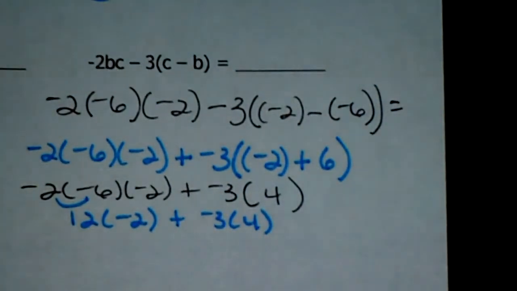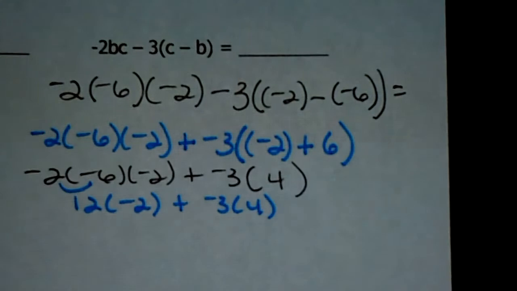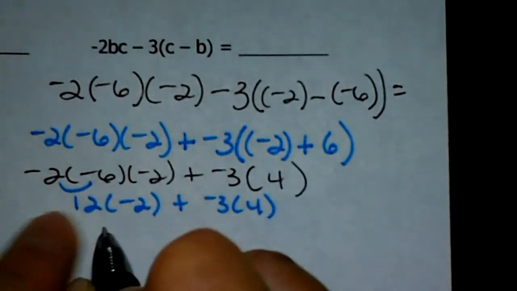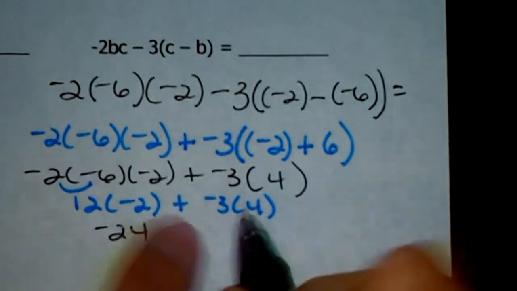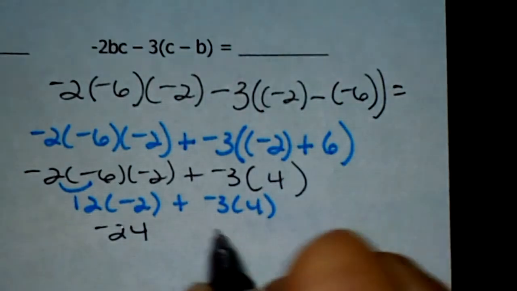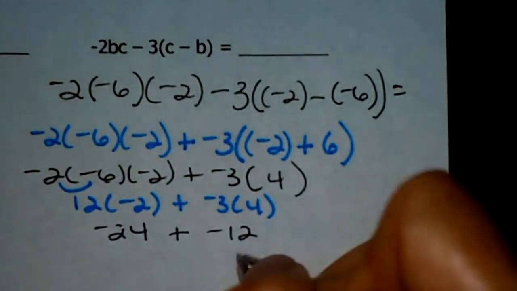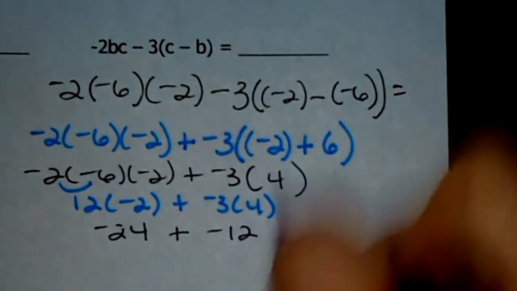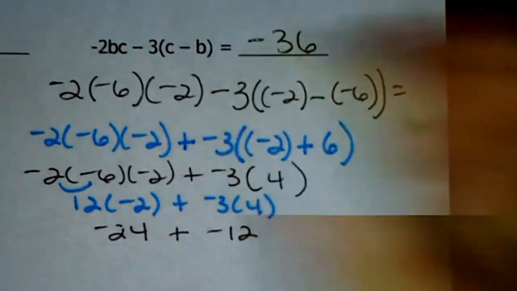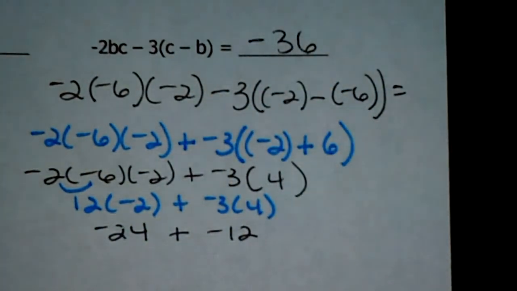Now I do know that I need to do all multiplication before I can add anything, and all that's left is multiplication and addition. So I'm going to go ahead and take 12 times negative 2, which is negative 24, and negative 3 times 4, which is negative 12, and go ahead and add those results together. When you add two negatives, you add the digits, so 24 plus 12 is 36, and you keep the sign. So we get a negative 36.